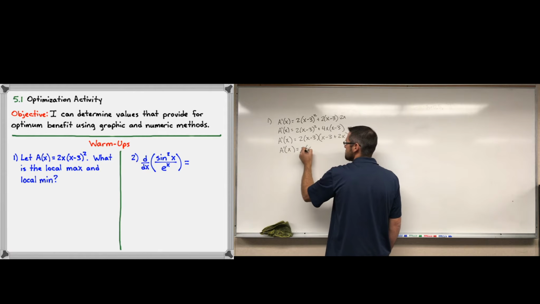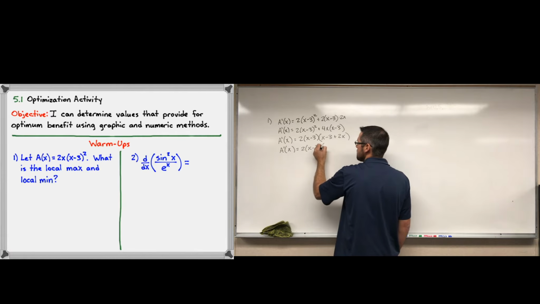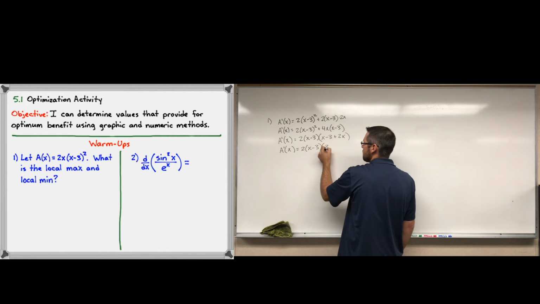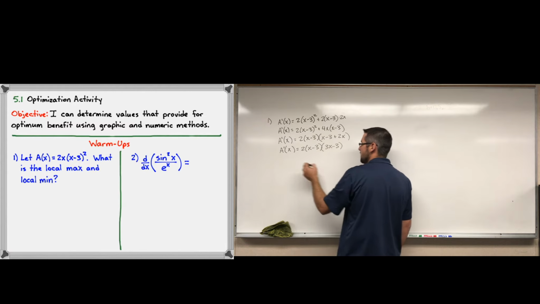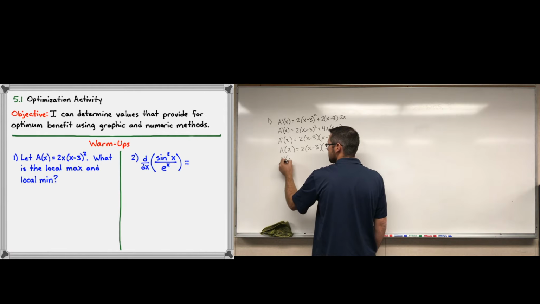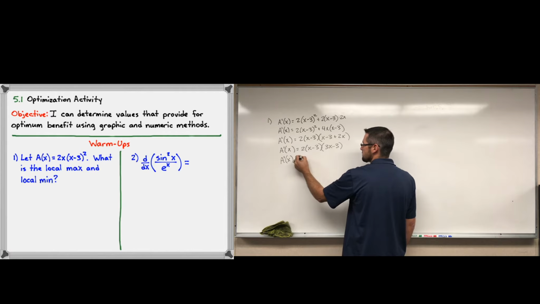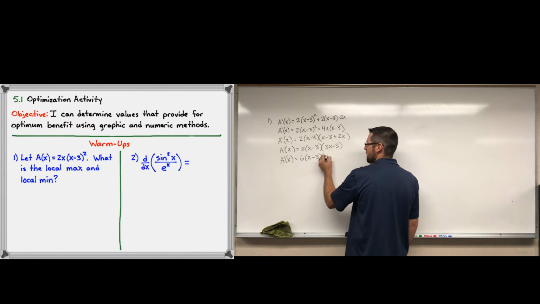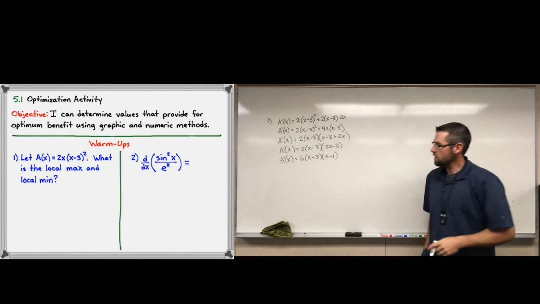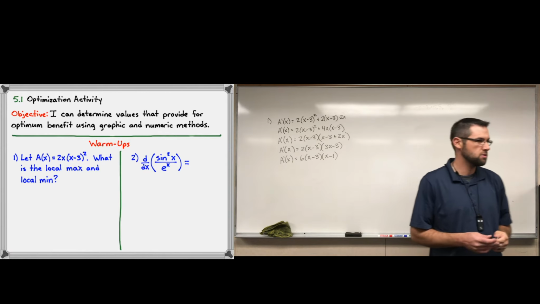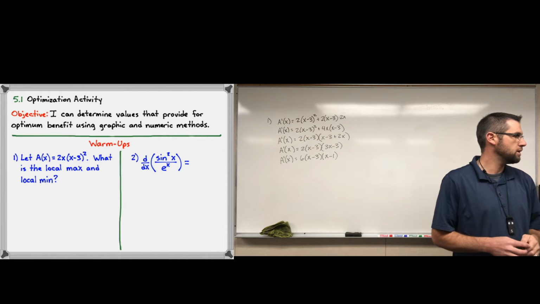So we can simplify that now. So 2 times x minus 3 times 3x minus 3. We can factor some more. So we can factor a 3 out of that. So it would say what? 6 times x minus 3 times x minus 1. Okay, so that is our factored form of the derivative. Now what?